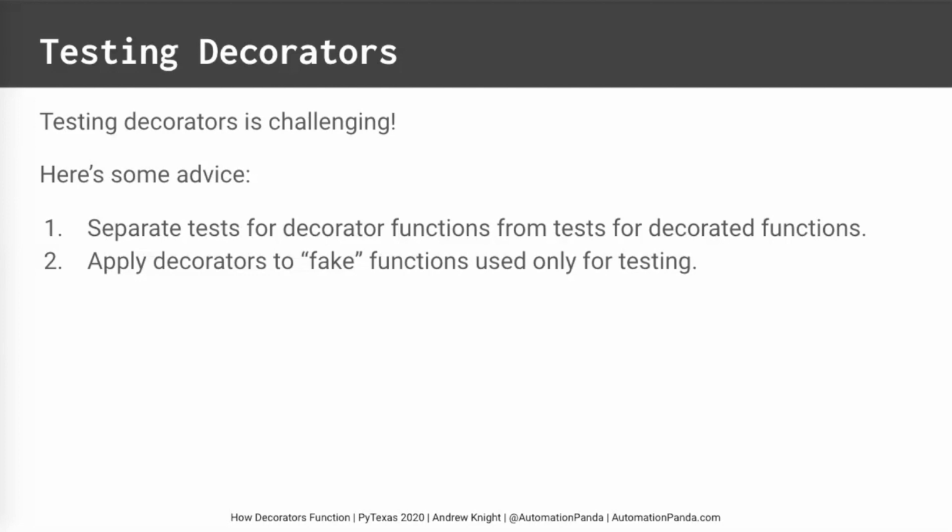Second, apply decorators to fake functions used only for testing. These functions can either be simple functions that are created inside a test module, or even mocked functions. That way, unit tests won't have dependencies on existing functions that could change. Tests will also be simpler if they use slimmed down decorated functions. Remember, simple is better than complex.